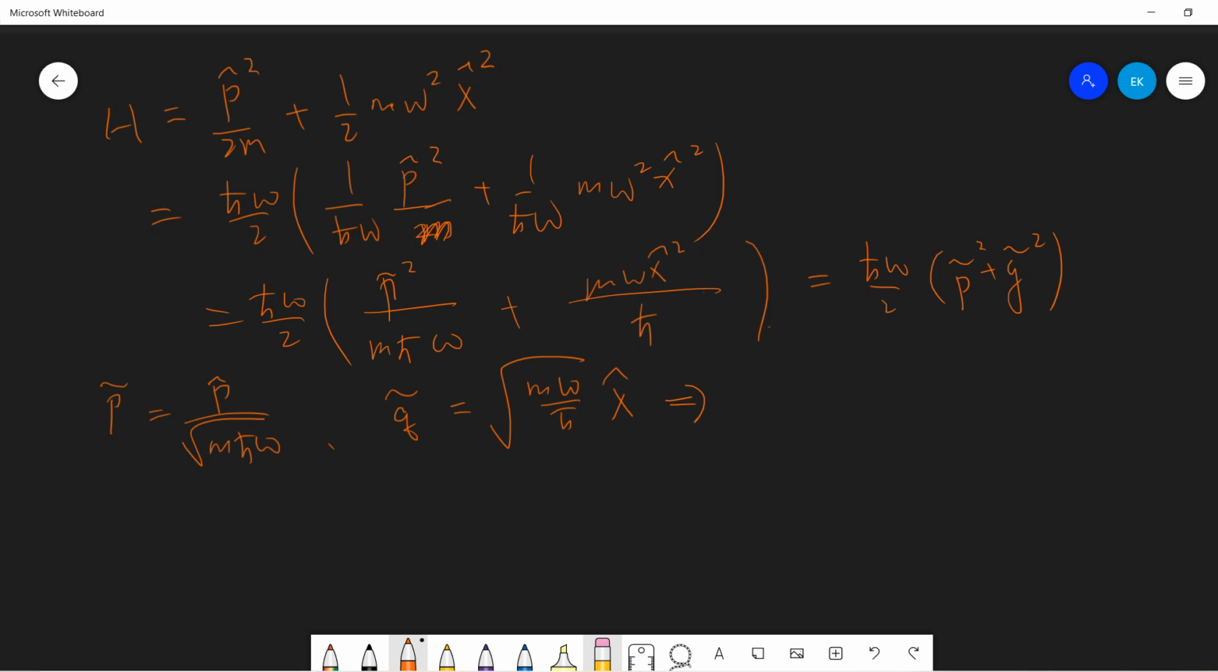If we do the first quantization, then the commutator of x and p is i h bar, so p hat and x hat give negative i h bar. So it tells you that p tilde and q tilde, if you multiply these, the h bar will cancel, so we get negative i. So we are very quick to get the results.